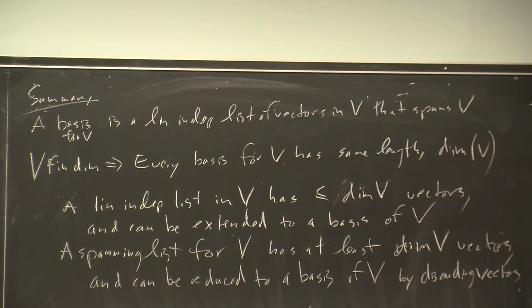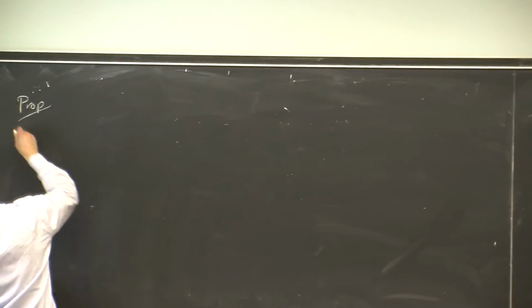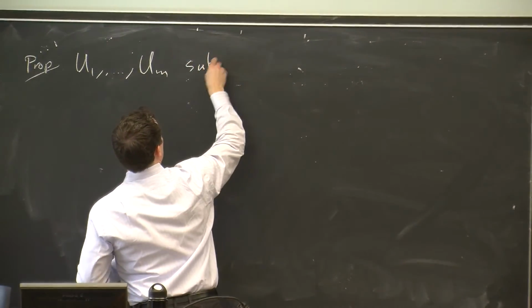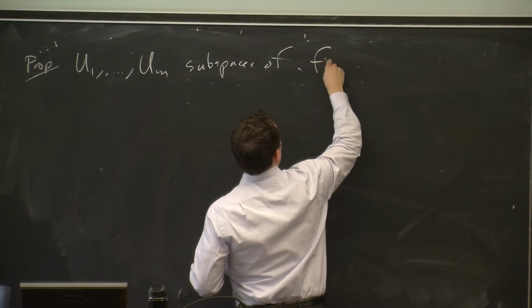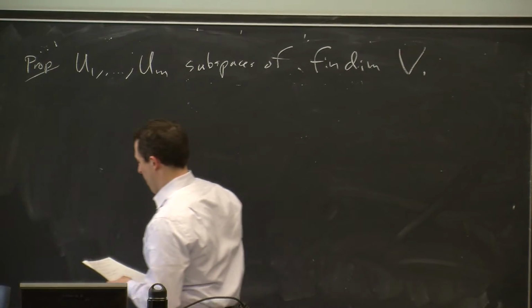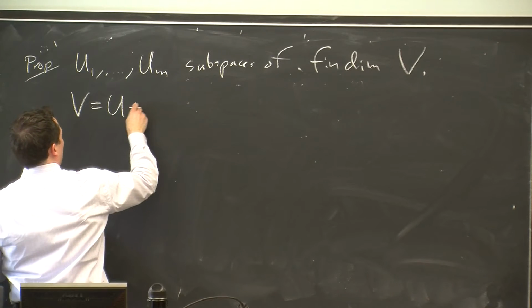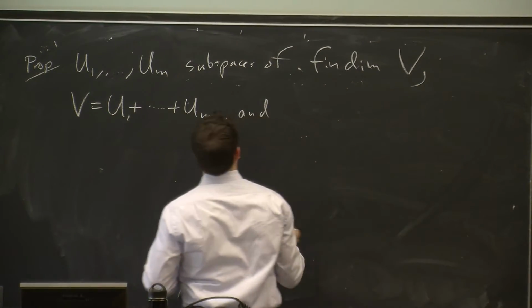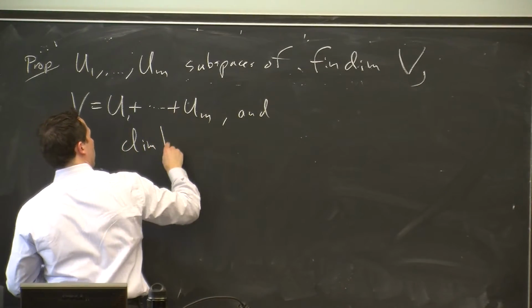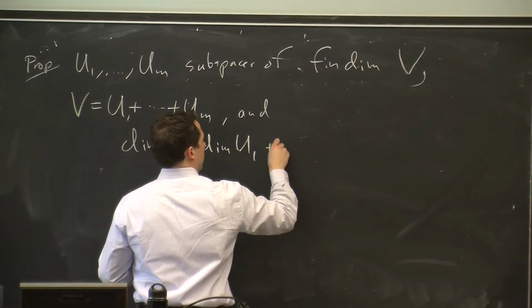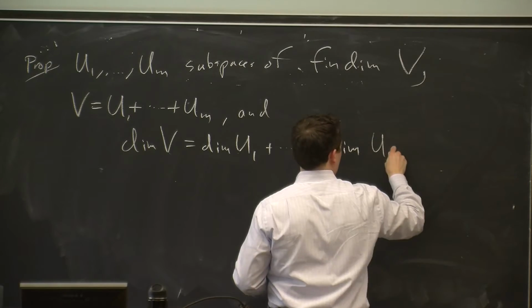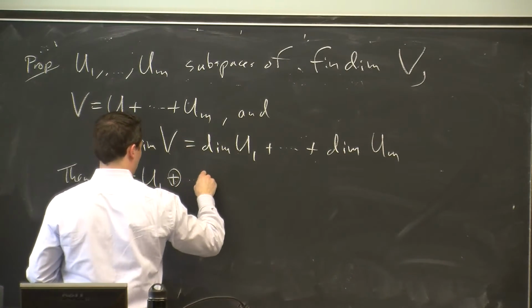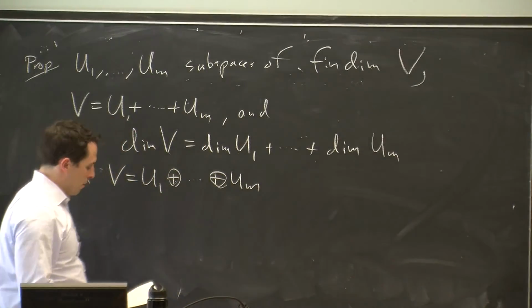Last thing I want to do is to connect it back to direct sum. Suppose U1 up to Um are subspaces of a finite dimensional vector space V. Suppose further that V is equal to the sum of U1 up to Um, and the dimensions work out: the dimension of V is equal to the dimension of U1 plus all the dimensions added together up to the dimension of Um. Then in fact, V must be the direct sum. This is a unique, nice description of V.